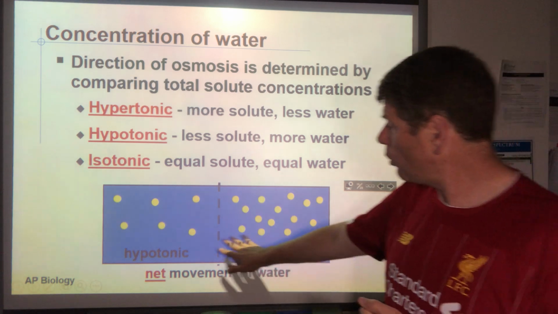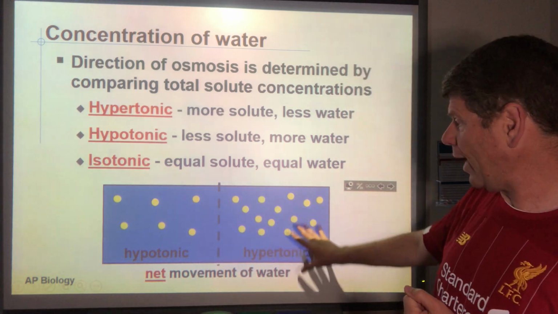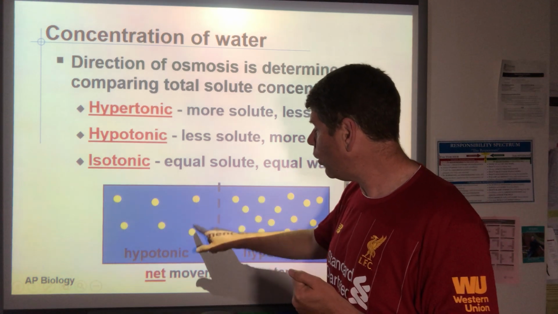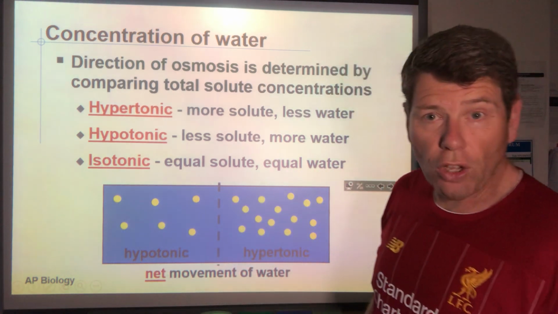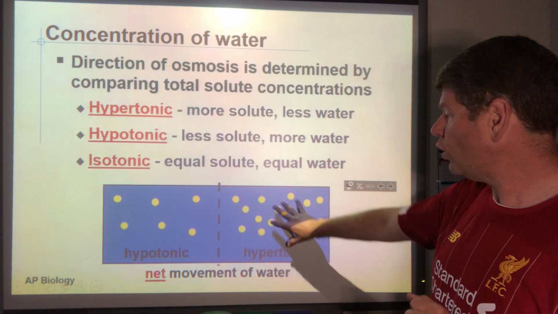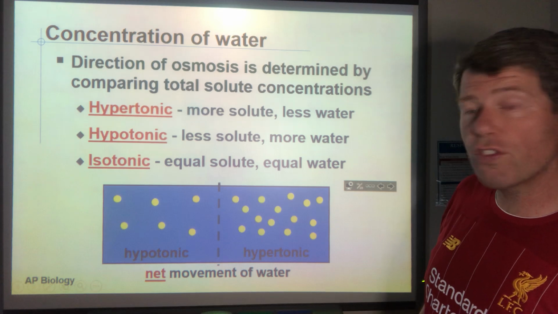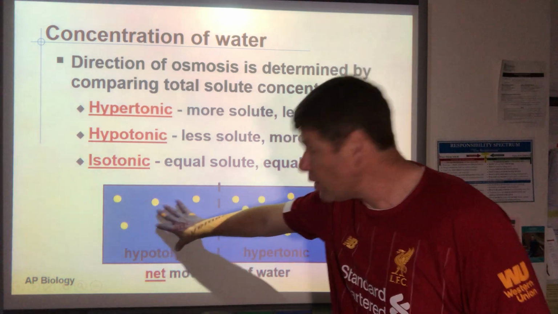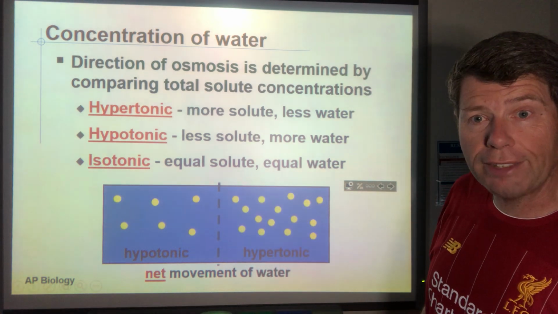So if, for example, we look down here in this blue rectangle, on the left we have a hypotonic solution. So the yellow represents dissolved solutes. On this side, we have the hypertonic solution. Lots more yellow, lots more dissolved solutes. Which way is the water going to move? So the water is the blue component of the rectangle.